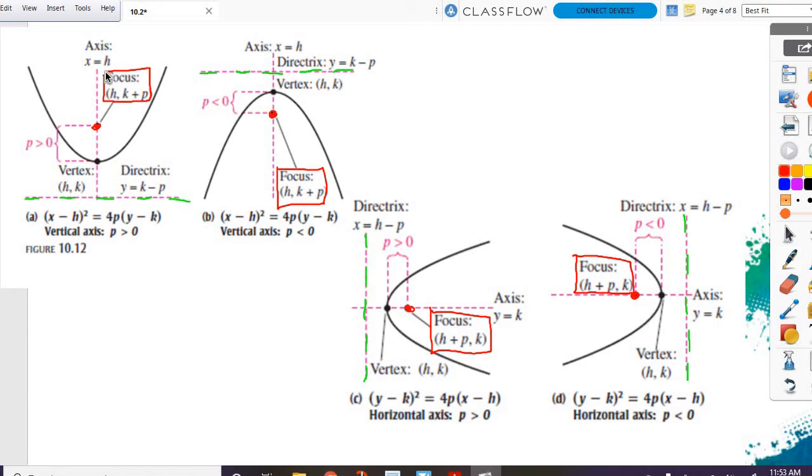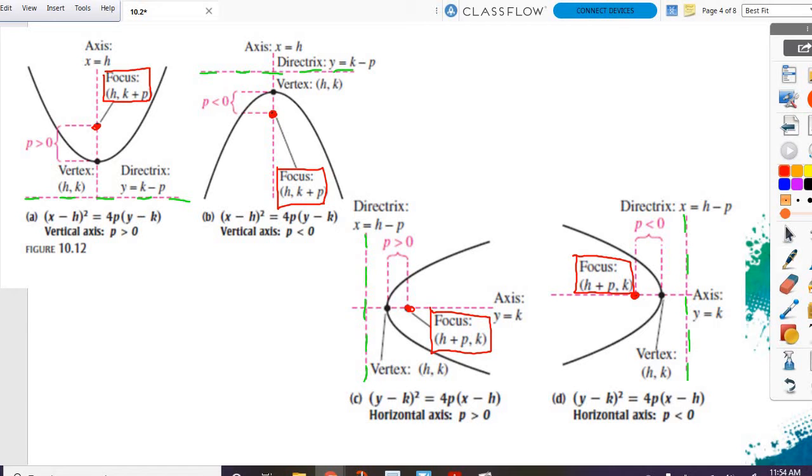Other questions? It's alright, I'll answer. How do you know which way it opens? Given what? If you're given an equation, then if it's an x squared, it's going to be up or down. If your p is positive, it'll be up. If it's negative, it'll be down. If your y is what's being squared, it's going to be left or right. If your p is positive, it's going to be opening to the right. If it's negative, it opens to the left.